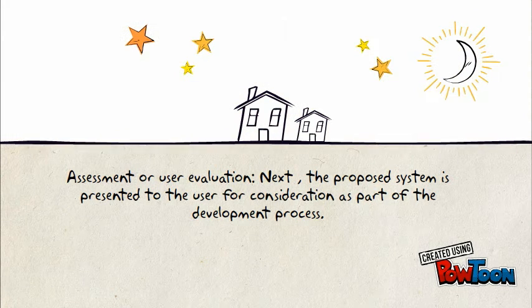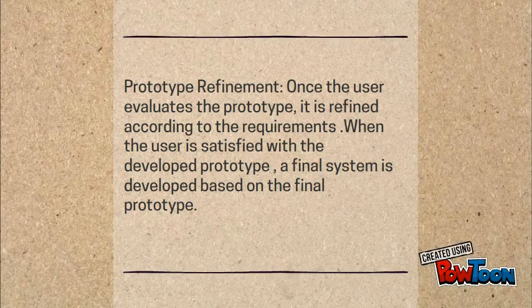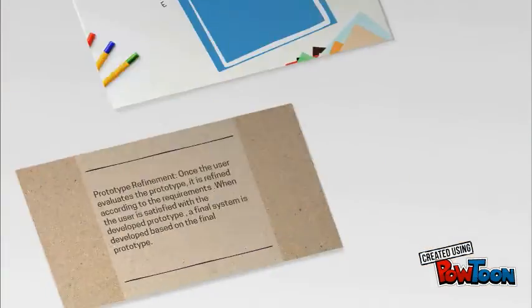Assessment or user evaluation. Next, the proposed system is presented to the user for consideration as part of the development process. Prototype refinement. Once the user evaluates the prototype, it is refined according to the requirements. When the user is satisfied with the developed prototype, a final system is developed based on the final prototype.